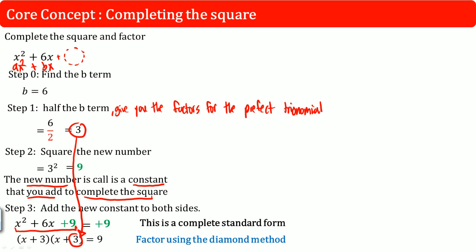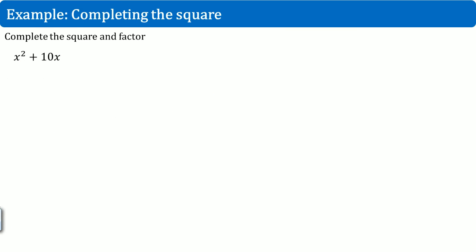So after that, x plus 3 times x plus 3 can be written in condensed form to just be x plus 3 squared is equal to 9. But there you go. This is the process of completing the square. Let's complete the square for another problem.